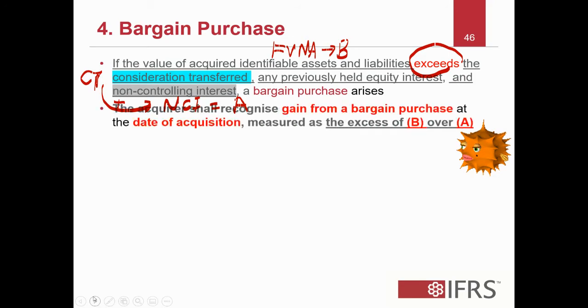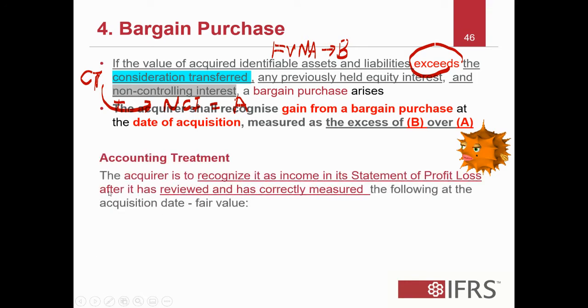Bargain purchase will be recognized on the date of acquisition. In terms of accounting treatment, it will be treated as an income in the statement of profit or loss of the parent. And that can only be done after the review and the remeasurement of the bargain purchase have been done. In our case, we assume that has been done. So if there is a bargain purchase, the accounting treatment, assuming this has been done, will be credited to the statement of profit or loss.